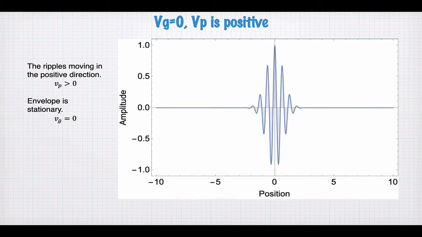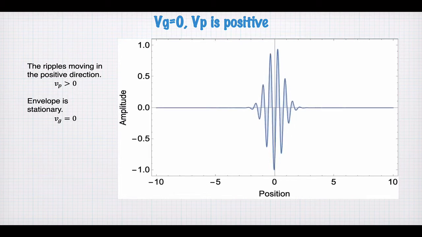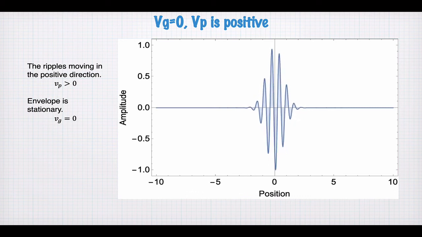In this example, we have a group velocity of 0, but a phase velocity that's positive. So in this case, d omega dk, the group velocity, is 0, but the ratio of omega and k is positive.